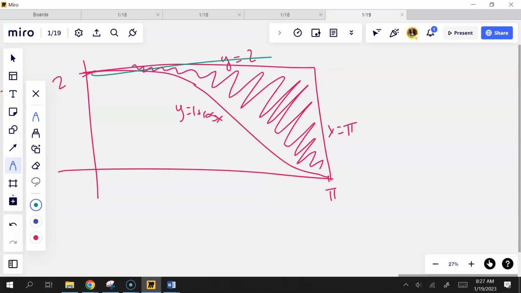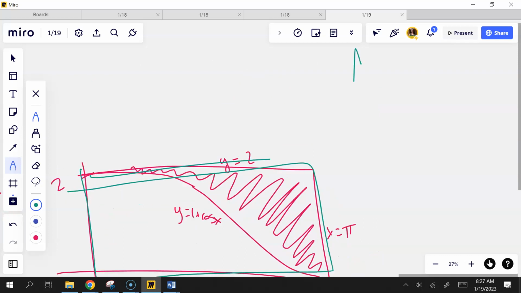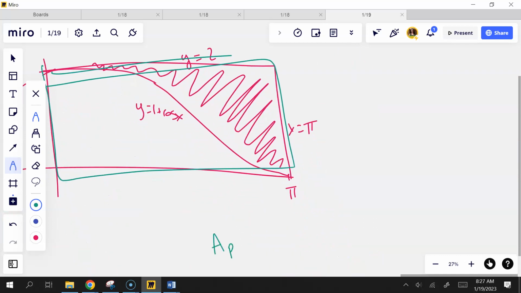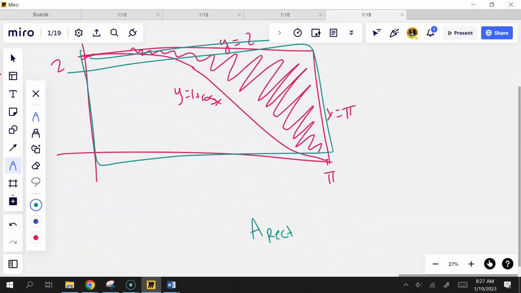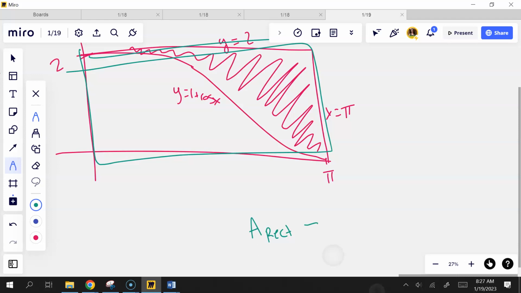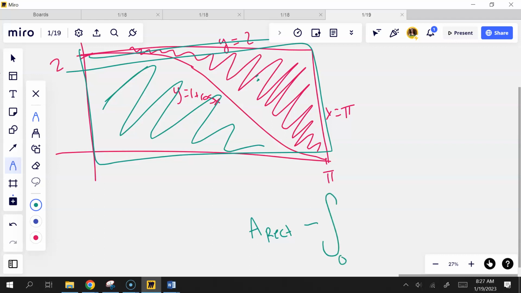Area of the rectangle would be all of this, right? From that, I would subtract, because I want this shaded region and I've got the whole thing. I need to find this white part right here to subtract out of the rectangle to leave the red. So to do that, that would be the integral from 0 to pi of 1 plus cosine x.